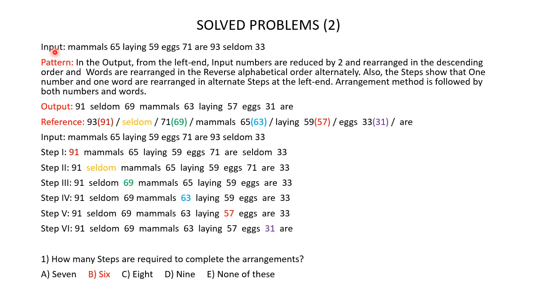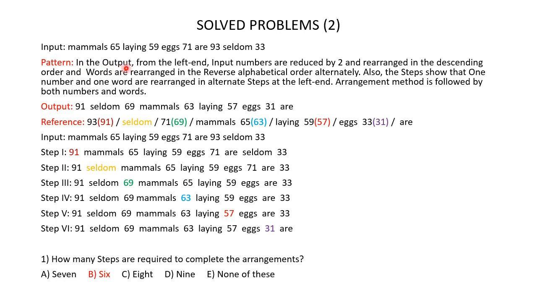This is the given input, which consists of both words and numbers. Now we have to use the same pattern used by the machine for rearrangement on this given input and find out the rearrangement steps and the final output. We know that the pattern followed by the machine is like this.